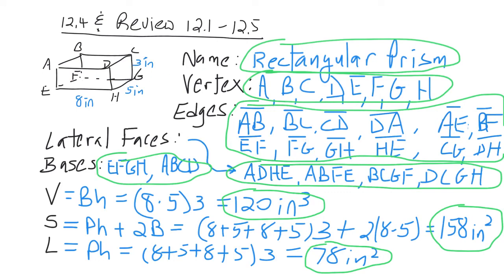For a prism, the volume equals the area of the base times the height. The area of the rectangle times the height. Length times width times height.